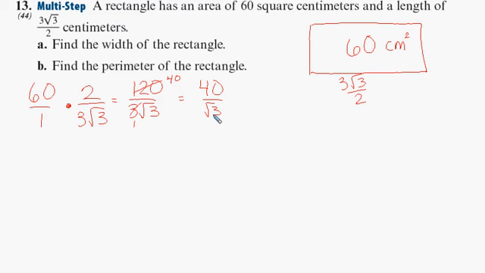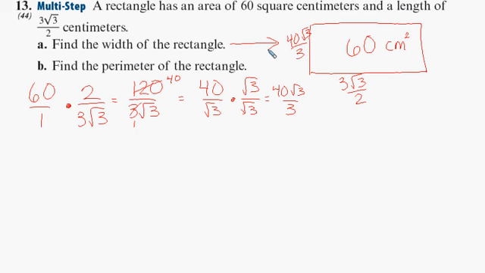The only problem is we have a radical in the denominator. We're going to have to rationalize this. So that means we multiply above and below by the square root of 3, which gives us 40 times the square root of 3 over 3. Notice there's nothing between the 40 and the 3 that can reduce. So 40 times the square root of 3 over 3 is our width.